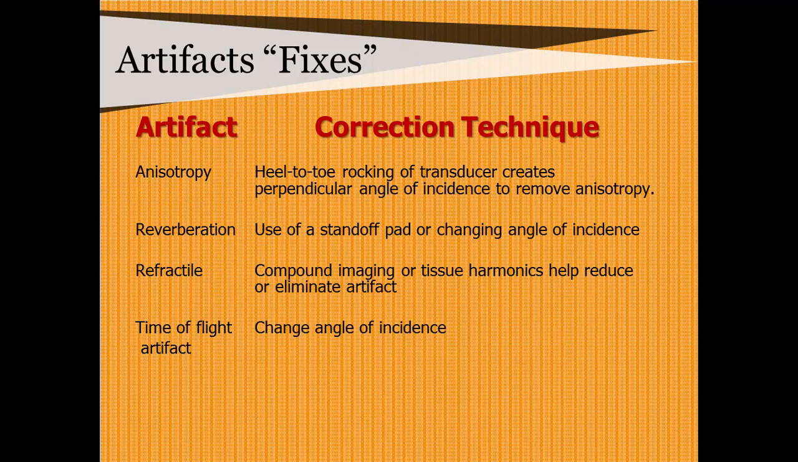With refractile shadowing, you're going to use compound imaging or tissue harmonics to help reduce or eliminate the artifact, and we'll talk about that. So you'll be sending sound beams in at different angles. If you don't have compound imaging, you can change your window, change your angle of approach. Time of flight artifact, you can change the angle of incidence.